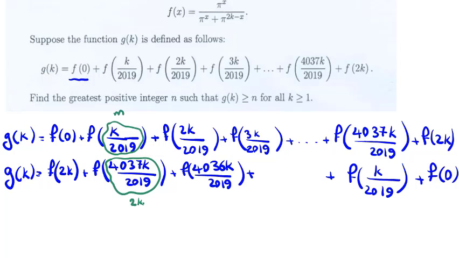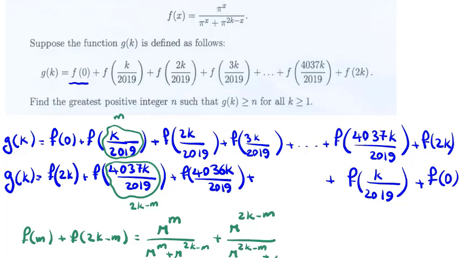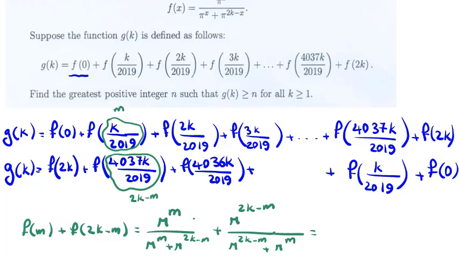It will be 2k, so it is 2k minus m. I want to see that f of m can be any of these numbers. f of m plus f of 2k minus m is what? If I replace, the first one will be pi to the power of m over pi to the power of m plus pi to the power of 2k minus m, plus pi to the power of 2k minus m over... replace x with 2k minus m, pi to the power of 2k minus m plus pi to the power of 2k minus (2k minus m), which will be m. As we can see, both denominators are the same, and this plus this equals the denominator, so it will be 1.